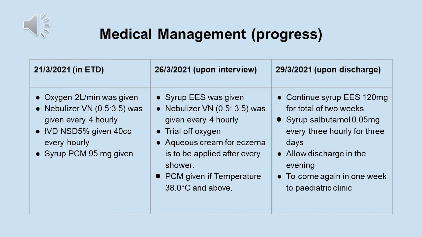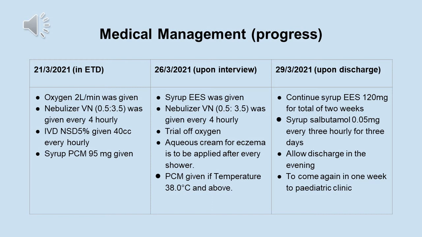Upon interview, she was given syrup EES and nebulizer Ventolin also every 4 hourly. But at this time, she had a trial of oxygen, and PCM was not given because her temperature at the time was only 37.5. PCM was only given when her temperature was 38 degrees Celsius and above. And she was also given aqueous cream for her eczema, to be applied after every shower.